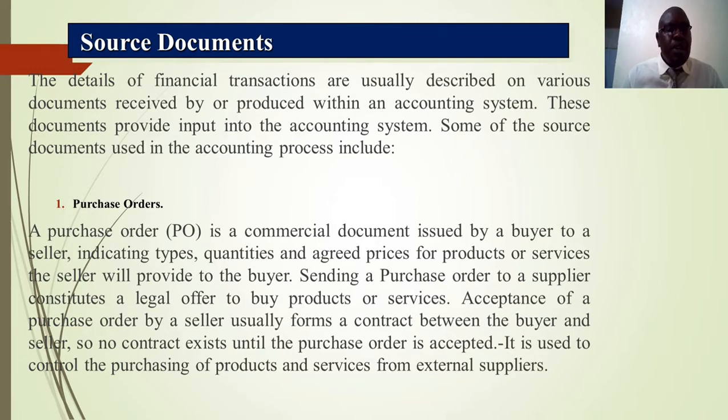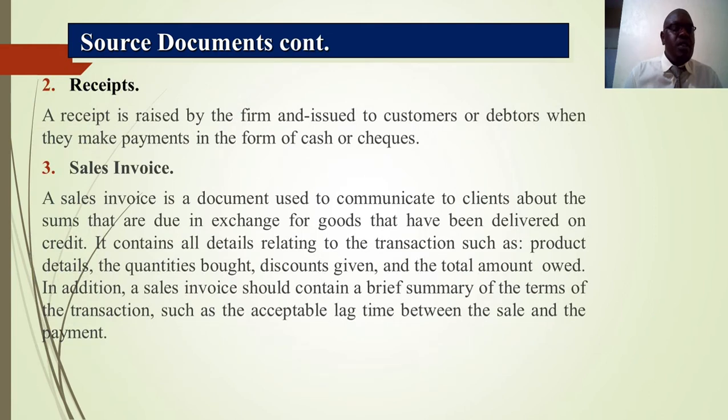Another very important document which provides information to the accounting system is a receipt. At some point, you must have bought a product, maybe a product of value which exceeds maybe 200 shillings. So when you've bought such a product, you receive your product and a document which acts as proof that you've made payment for such a product. So this document, which acts as proof of payment of cash, is usually what we refer to as a receipt.